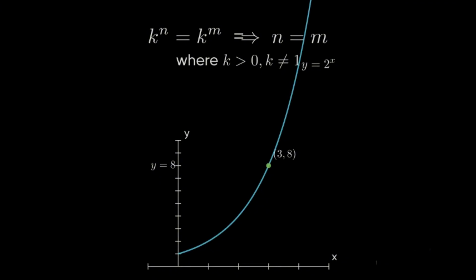This uniqueness of solution is not just specific to base 2, but applies to any positive base except 1. When k is positive and not equal to 1, the function k to the power of x is either strictly increasing or strictly decreasing, which means it maps each input to a unique output. For bases between 0 and 1, the exponential function is strictly decreasing, while for bases greater than 1, like in our example with base 2, the function is strictly increasing.